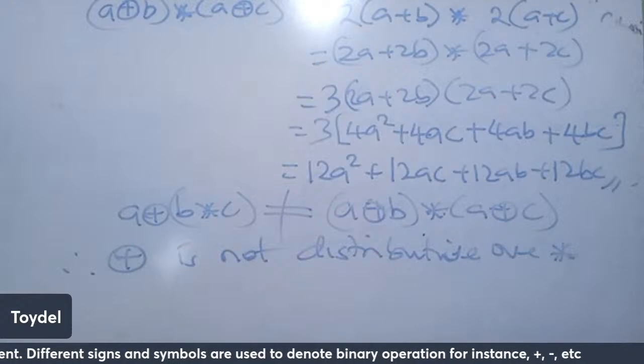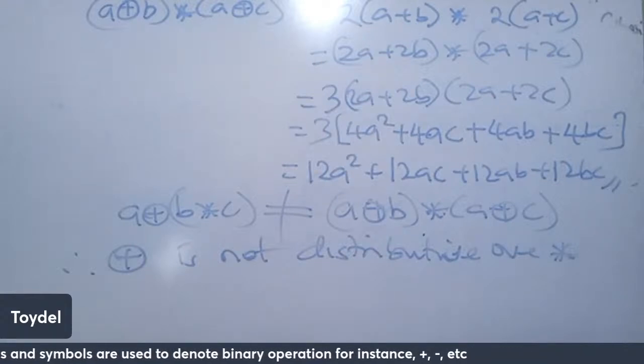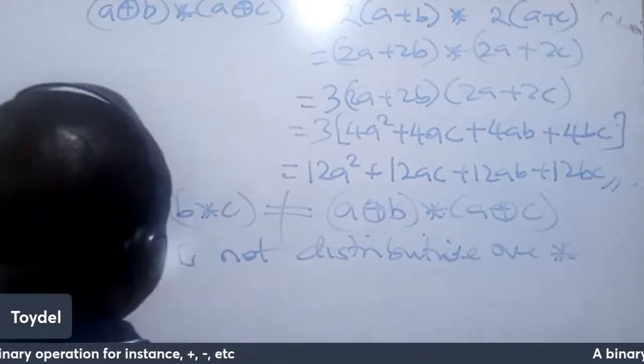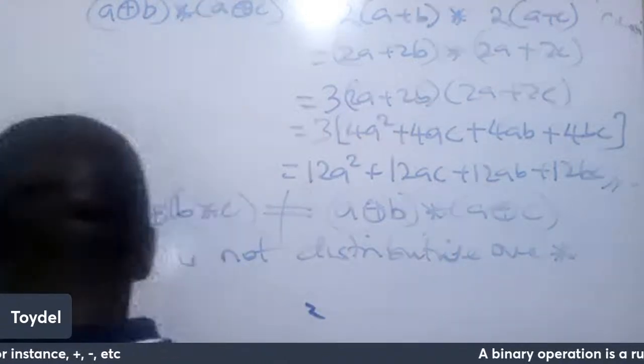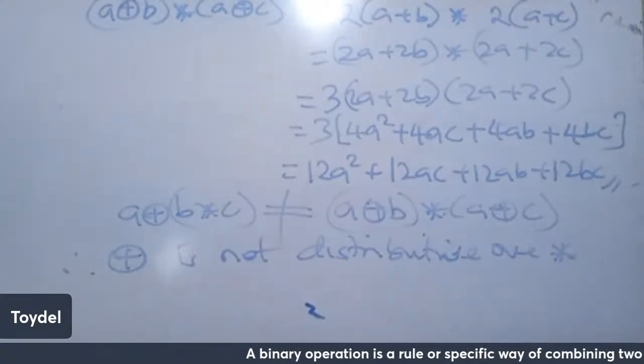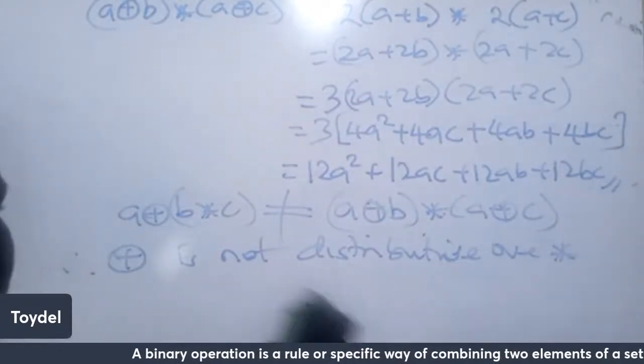So that is how to show if a particular operation distributes over the other. And that's what we have shown now. In this case, we didn't get the same result. So it shows that plus does not distribute over asterisk.